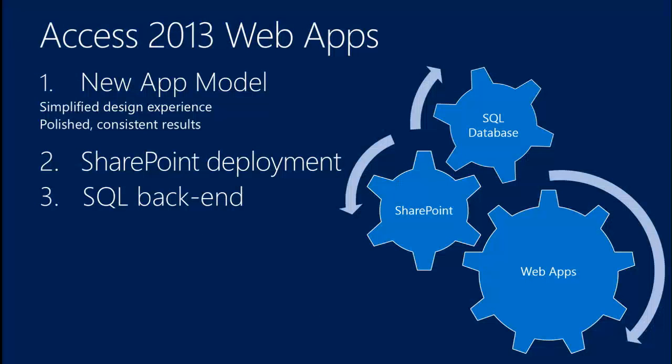So we have essentially 3 particular big components of what's going on here. We have the web app part with our new app model, and the app model is essentially the UI that we present to you with the tables on the left, the views that are associated, and the detail forms for data entry as well as summarizing the data.